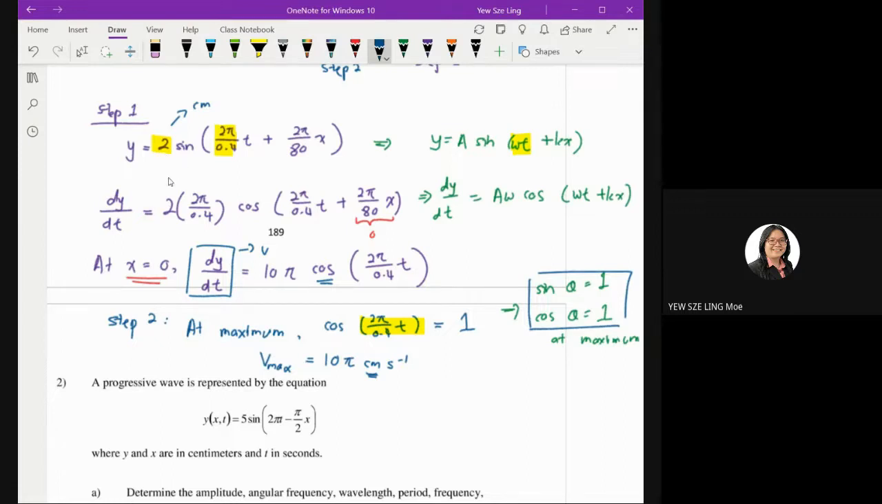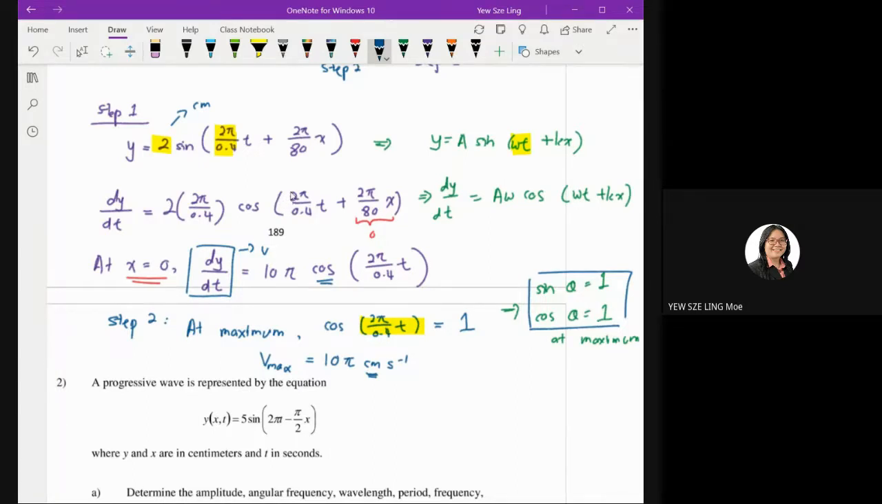So if amplitude in y is in terms of meter, then your velocity would be meter per second. All right, it would be meter per second. So this is how you solve it. Step number 1, you determine the value for x equals to 0, at x equals to 0.